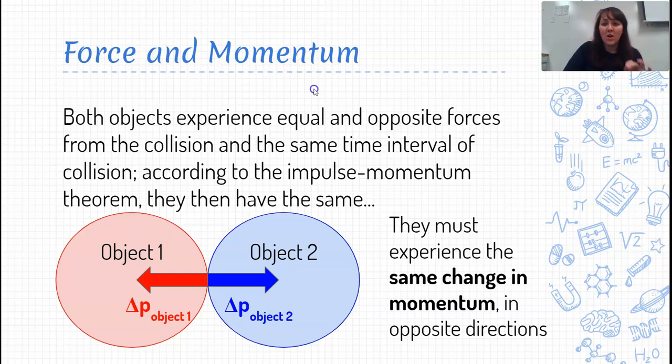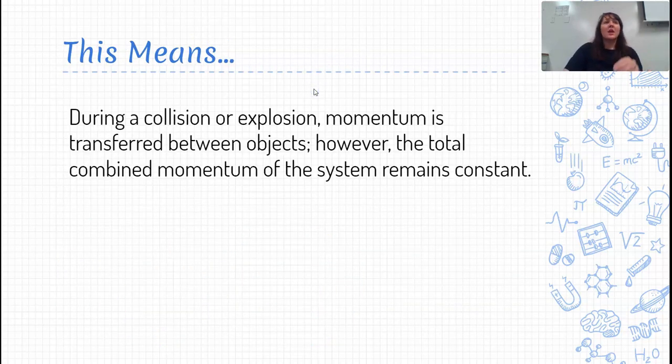So here's what that means. During a collision or an explosion, some interaction between the objects, those objects are going to transfer momentum back and forth to each other. One might give momentum to this one, and then as a result, it loses it, or the other way around. But either way, there is a transfer of momentum, but we don't lose any momentum.